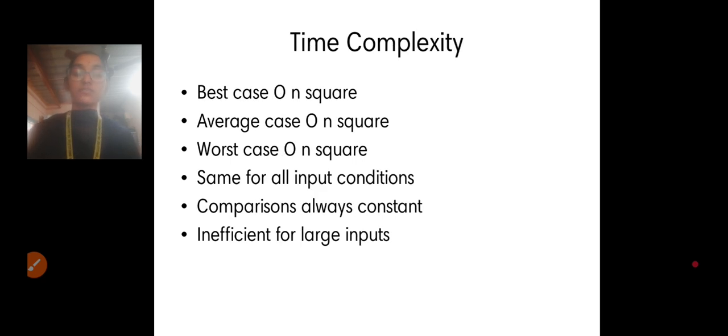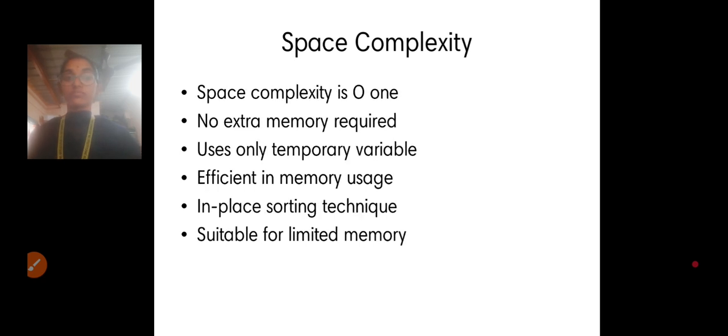Time complexity of selection sort. Best case is O(n²). Average case is also O(n²). Worst case is O(n²). Same for all input conditions. Comparisons are always constant. Inefficient for large inputs.